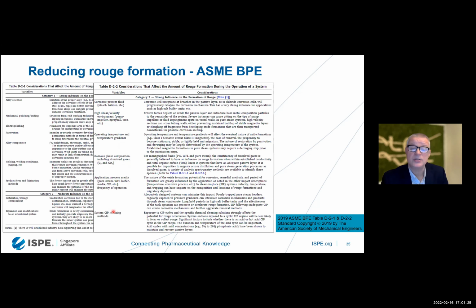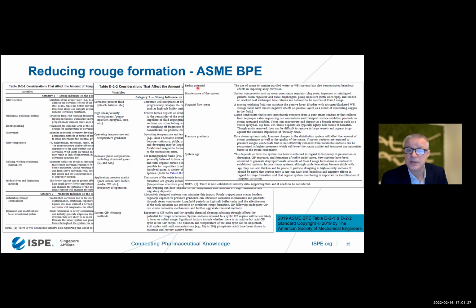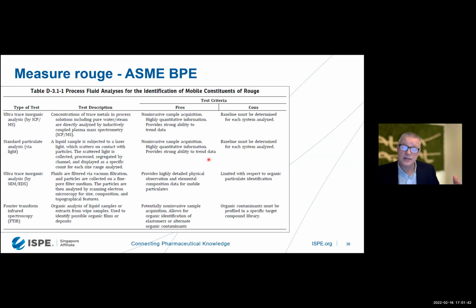And they are continuing here, looking at redox potential, maintenance of the system, stagnant flow areas, and pressure gradients, and system age. But I leave them here in the slides so you can have a look at it later on. They also have quite interesting information about how to measure rouge, either with a process fluid analysis or with a solid surface analysis. And they talk about pros and cons with different types.